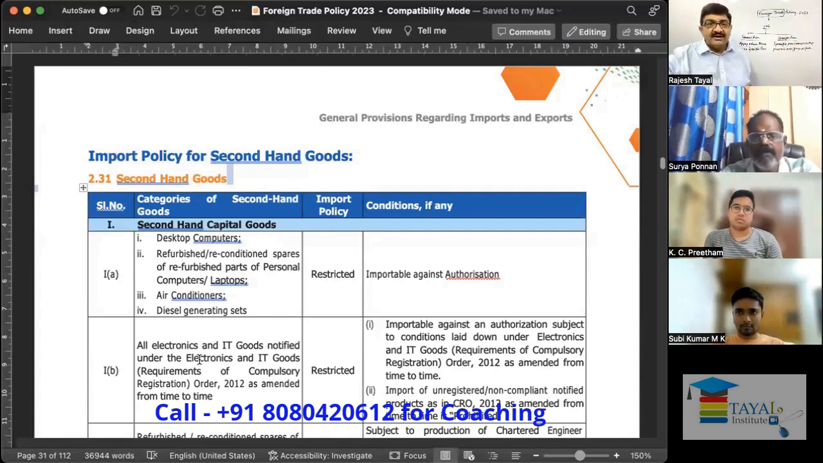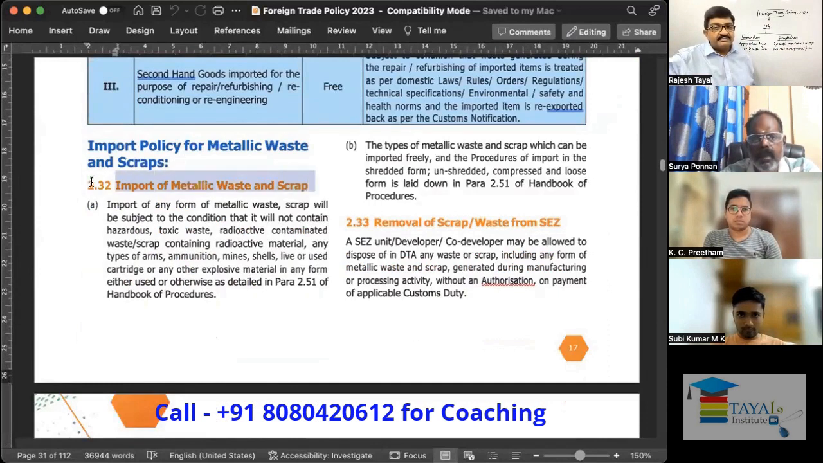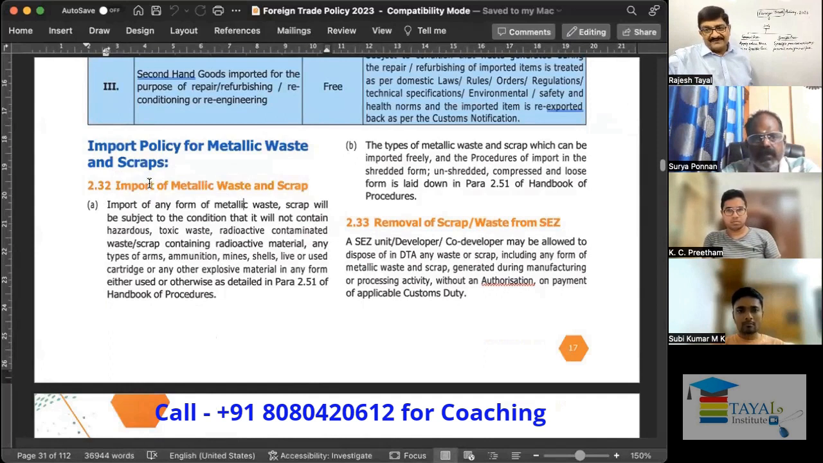2.31. Right? Let's see something more. Now, this is a specific point for only import of metallic waste and scrap. It is not for the import of metals. It is import of metallic waste and scrap. Again, specific provision.